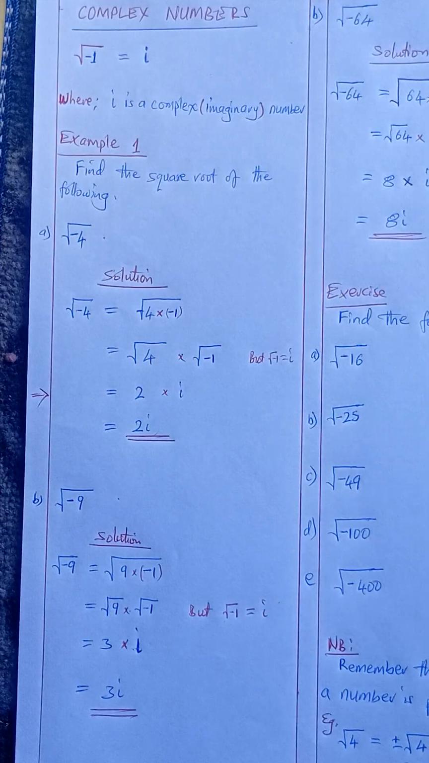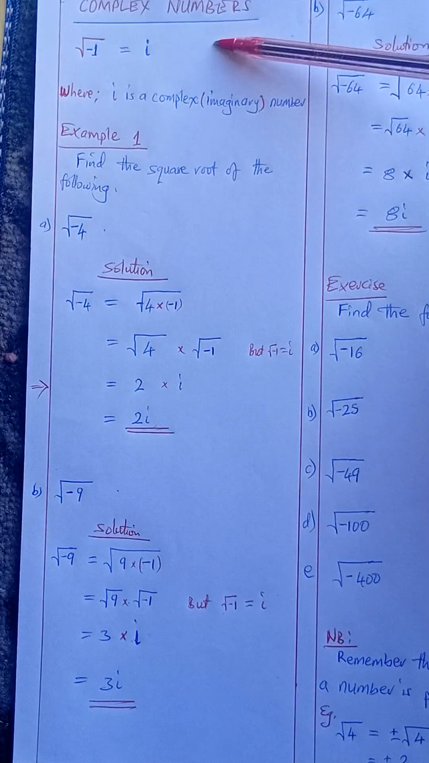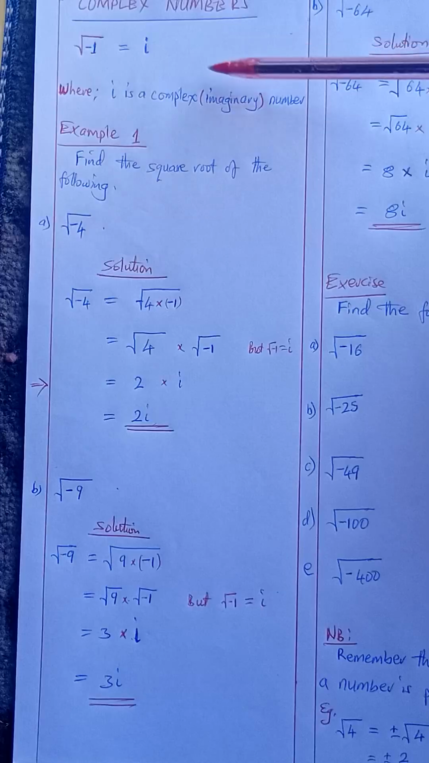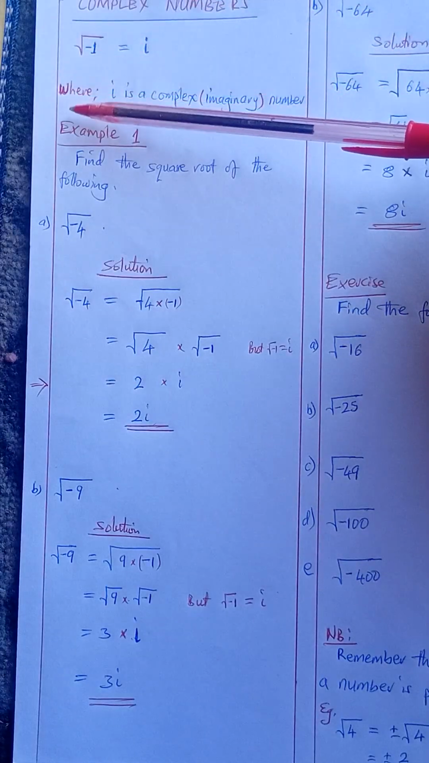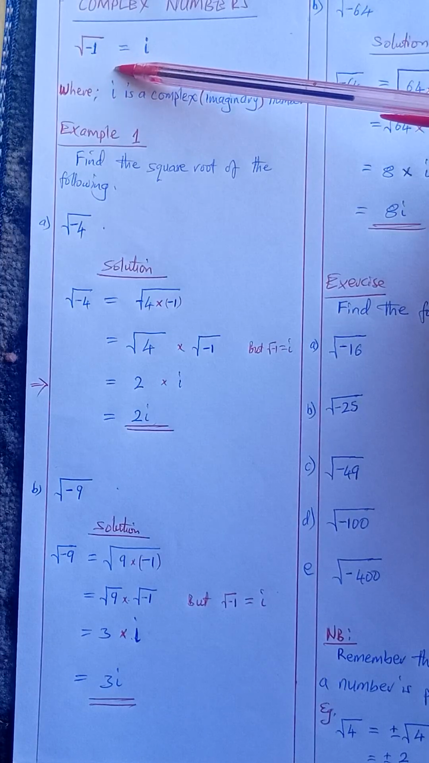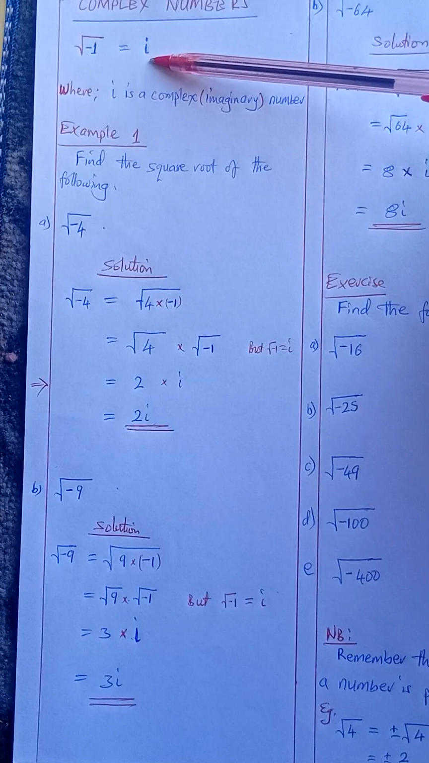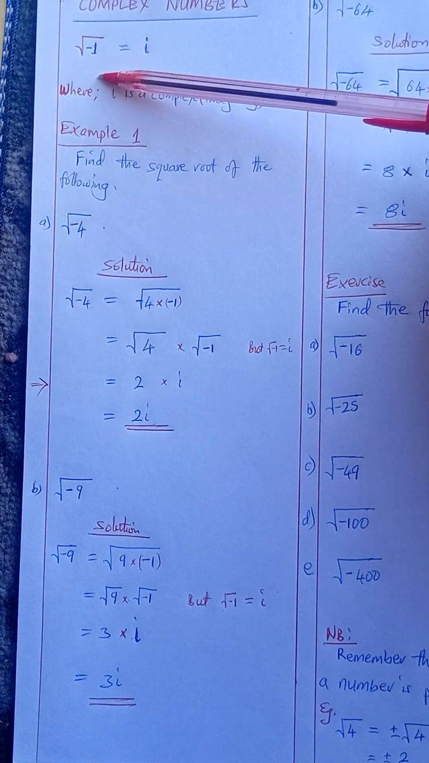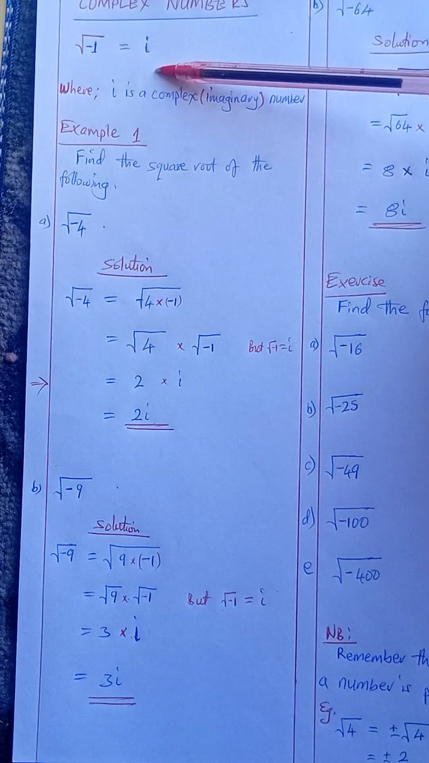Well, let us look at complex numbers. In complex numbers, we always deal with negative numbers, where in the root sign you may be asked to find the square root of a negative. But basically, we have to let i be the square root of negative 1. That is how it is done.